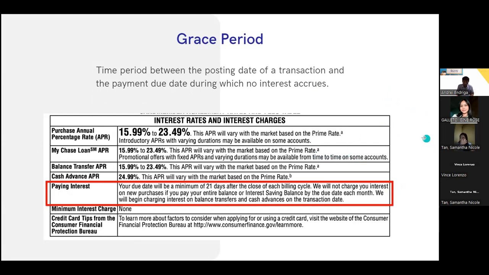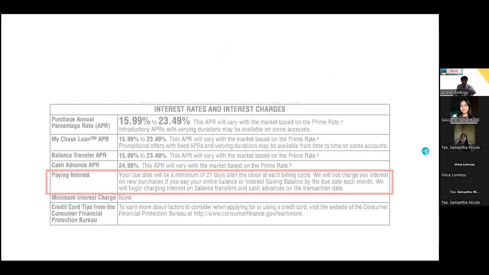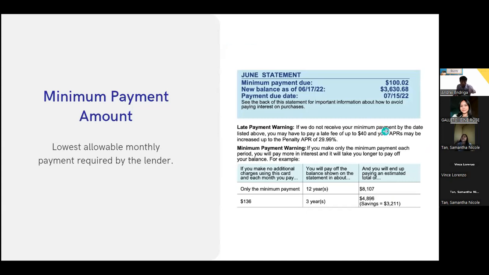So, next. Minimum payment amount. Lowest allowable monthly payment required by the lender. The minimum payment is the lowest amount you can pay from the total of what you owe for goods, services, cash withdrawals, and applicable interest and fees.